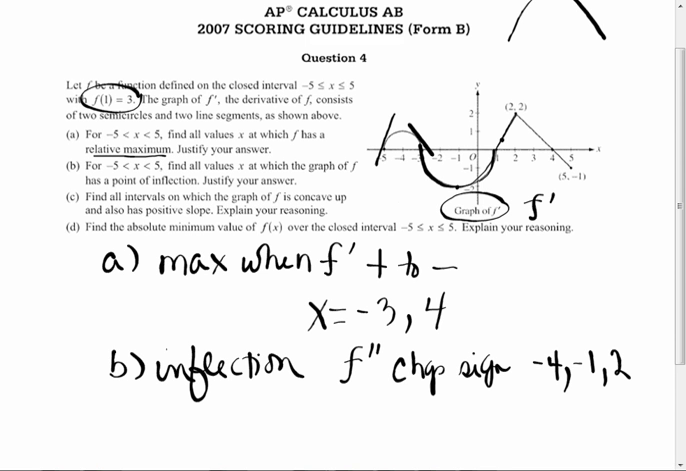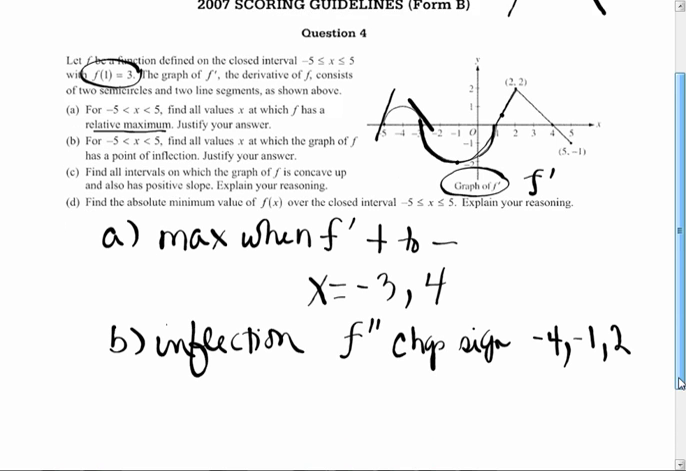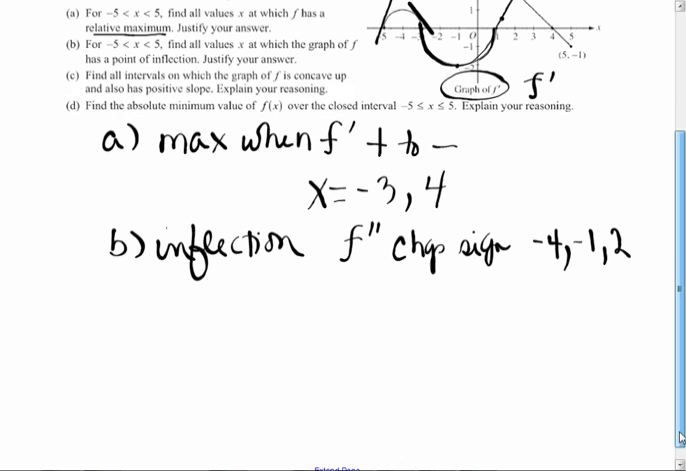I have it. I have it. Okay, C. Find all intervals on the graph of f where it's concave up and has a positive slope. So let's translate that into calculus. If it has a positive slope, f prime is what? Positive, greater than 0. If it is concave up, f double prime is positive.